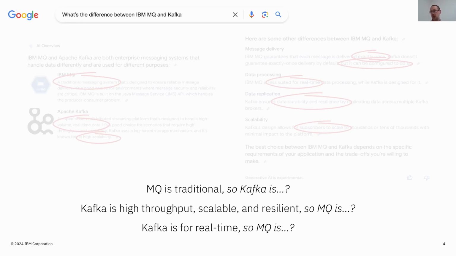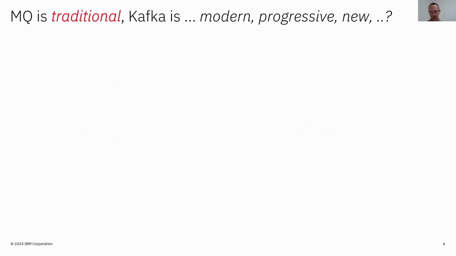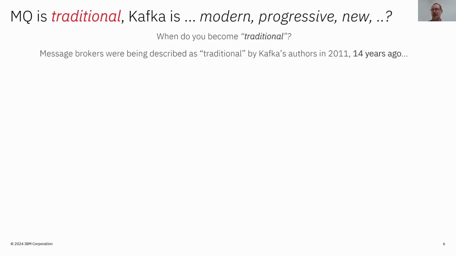What I'm going to do with the first half of this presentation, or maybe the first third, is pick at those things a little bit. Starting off with traditional versus Kafka being more modern, this is quite interesting, because Kafka's been around quite a long time now. The first time people started saying existing message brokers like MQ were traditional was in 2011, so that's 14 years ago.